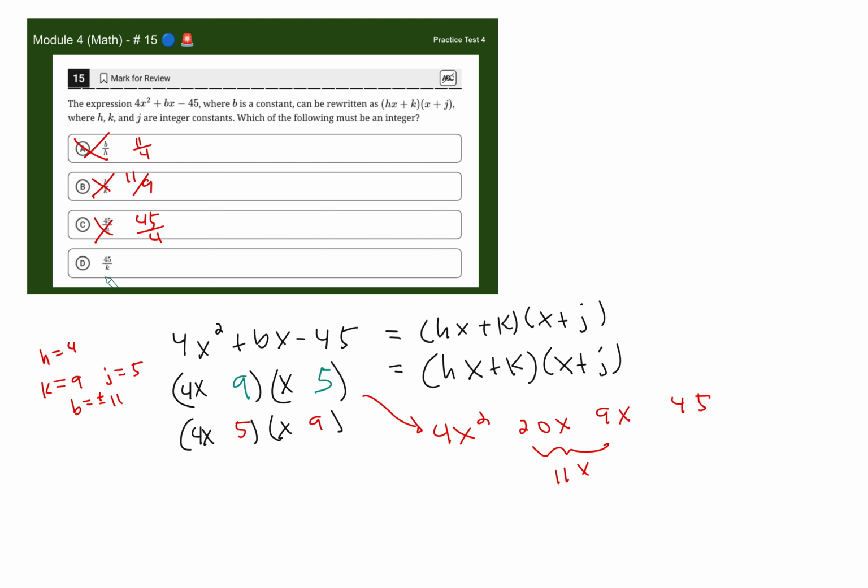Okay, so hopefully this is going to work. So 45 over k. So 45, and our k value is 9. And that is an integer. So it's 45 over 9, that's going to be 5. That works. So our option must be D.